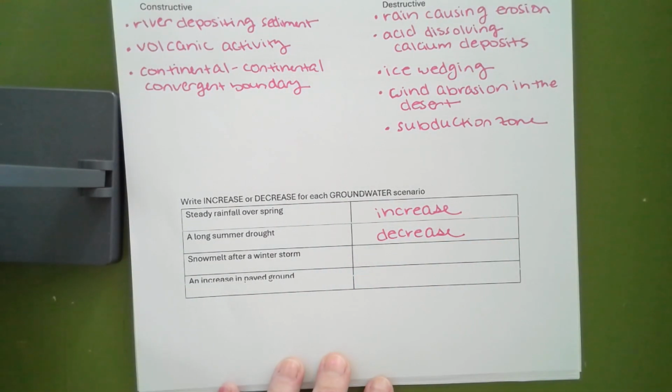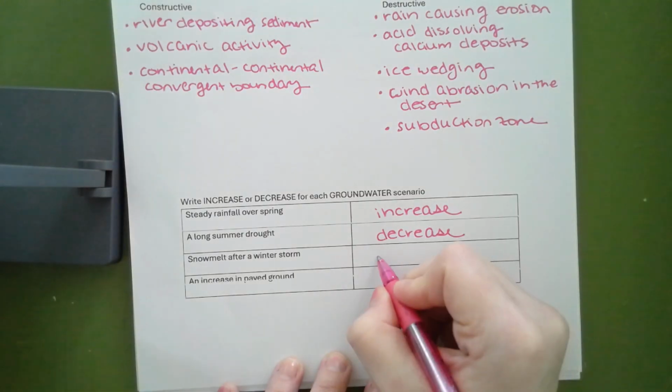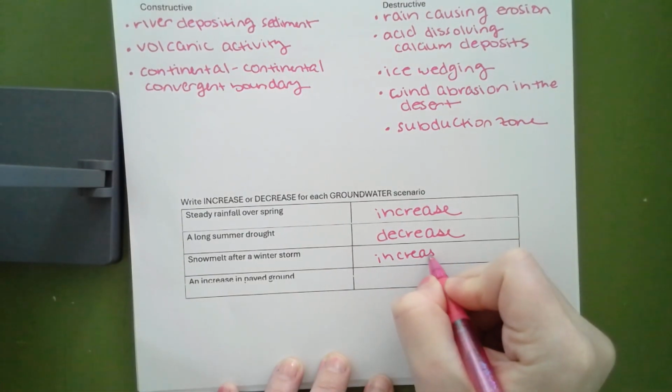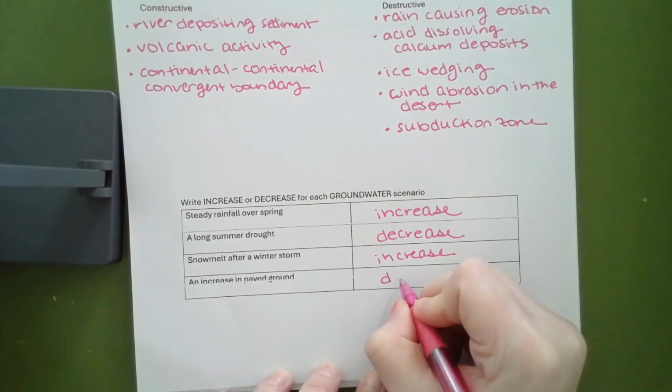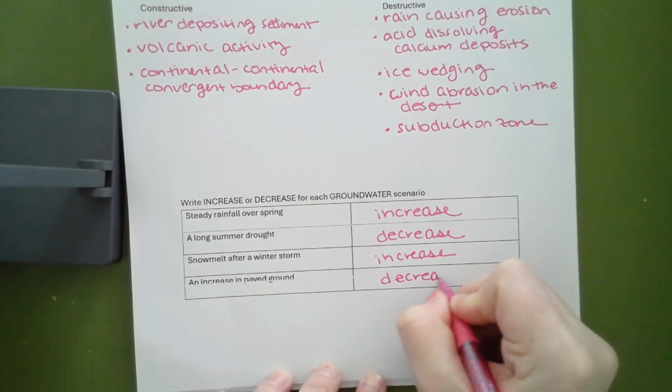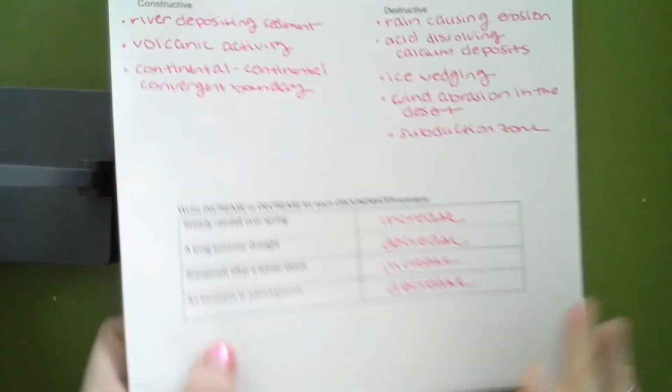Snow melt after a winter storm. Increase. Oh, hey, that happened recently. An increase in paved ground. Decrease because there's nowhere for it to absorb, right? Yep.